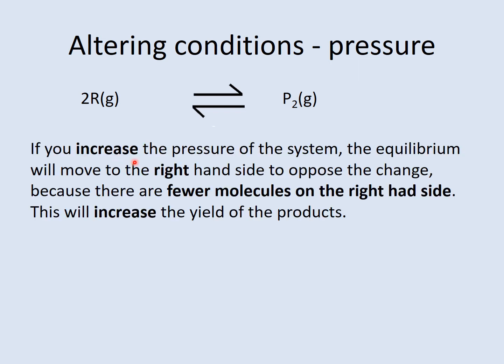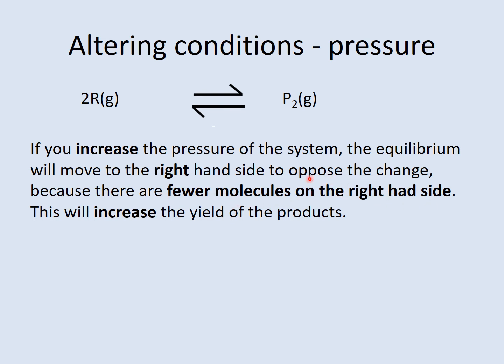So if you increase the pressure, the equilibrium will move to the right. Why is that? Well, obviously it's to oppose the change. If you do something to the system, it tries to do the opposite. But why does it do that? Well, because there are fewer molecules on the right-hand side.